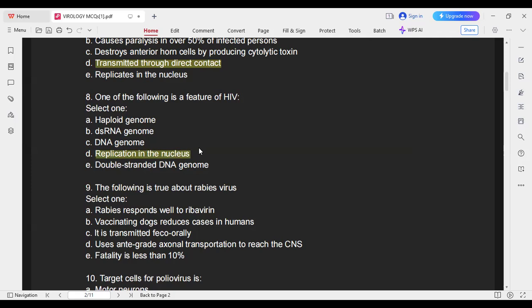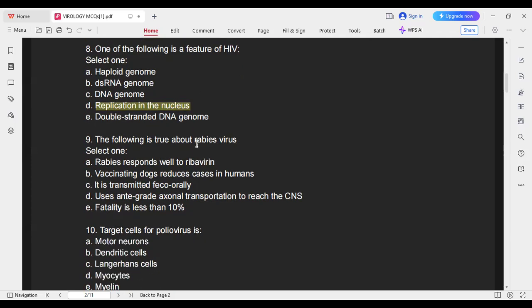Okay. So we haven't done HIV with you guys. We're going to do it. In fact, that will be the next one that you're going to do. But if you know the pathophysiology of HIV, it usually integrates its DNA in the host genome. And this integration and replication usually occurs in the nucleus. Okay. So choice D.